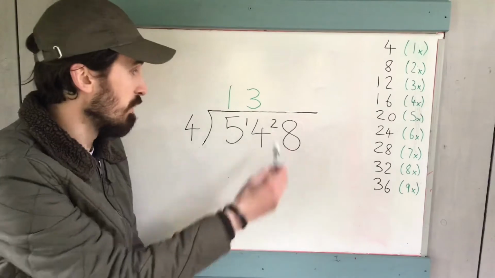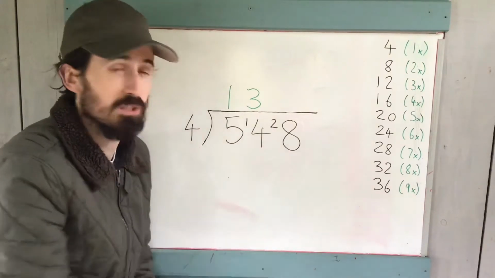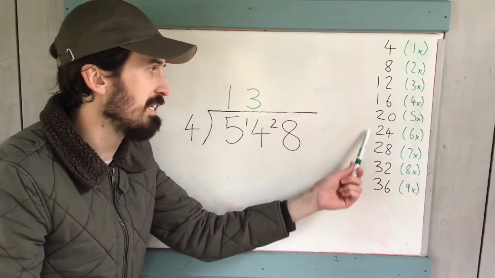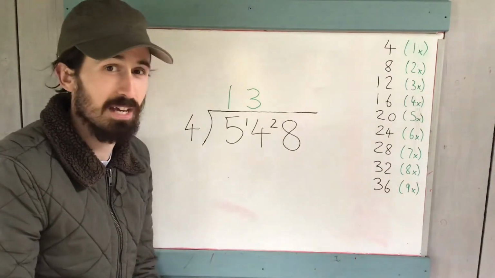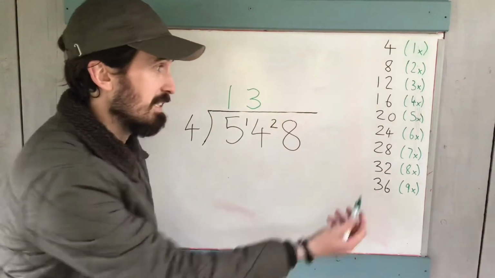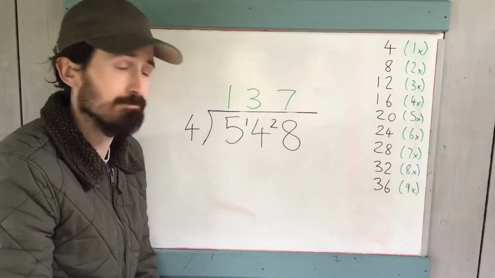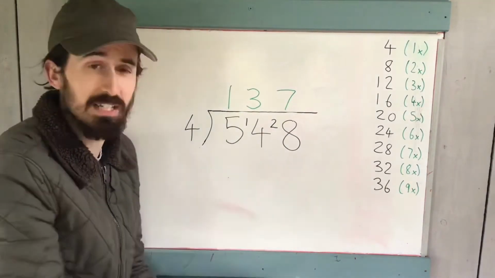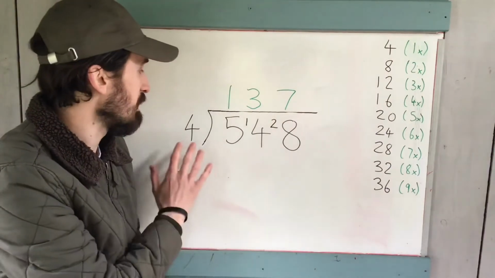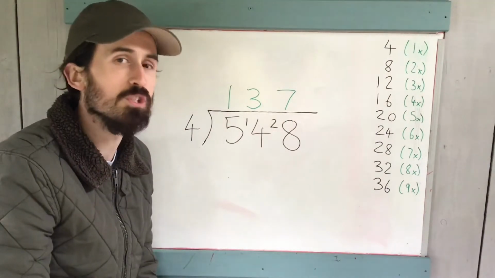Then we're on to our final bit. We're now in the ones column, so it is just how many 4s go into 28, and hopefully we can see from here, it's right there. We don't have a remainder at the end of this answer because 4 times 7 is 28. So our final answer is that 548 divided by 4 is 137.